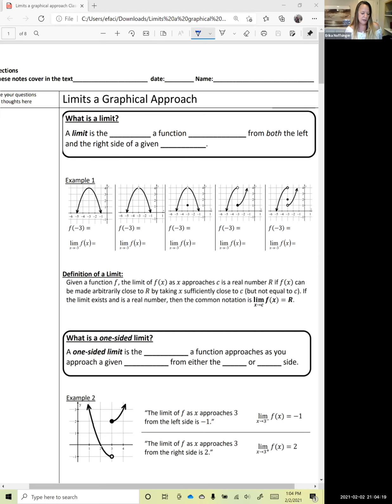Okay, so what is a limit? So a limit is your y value a function approaches from both the left and right side of a given x value.